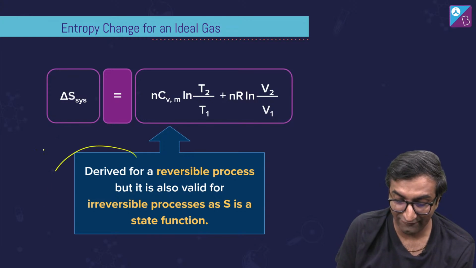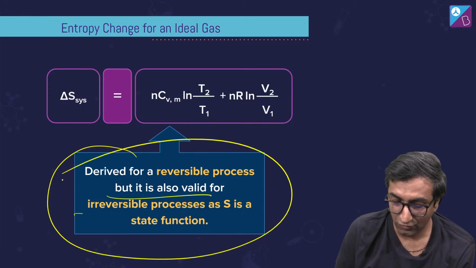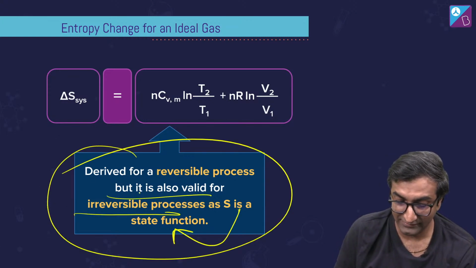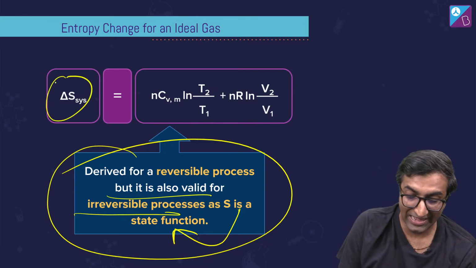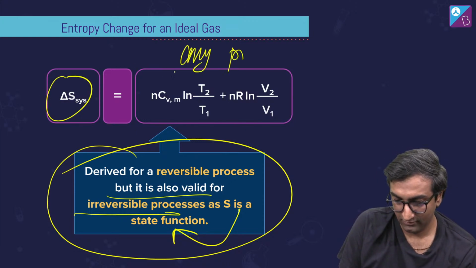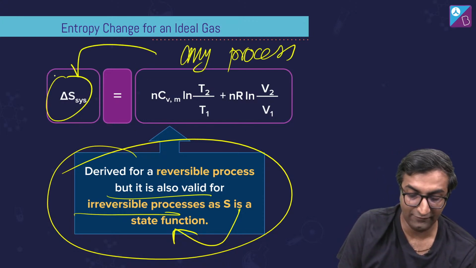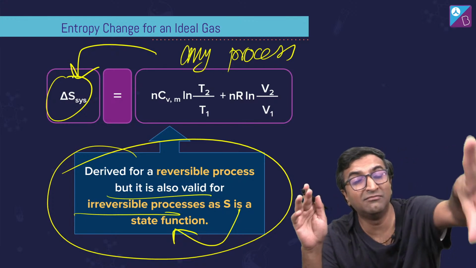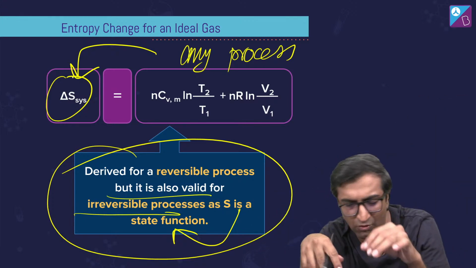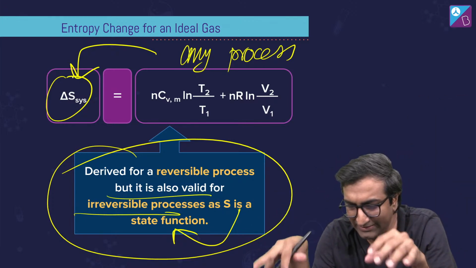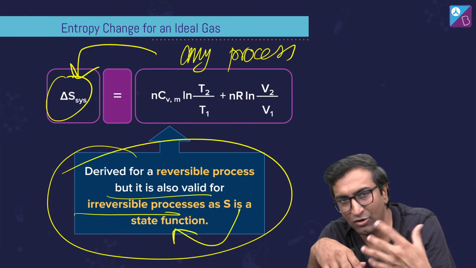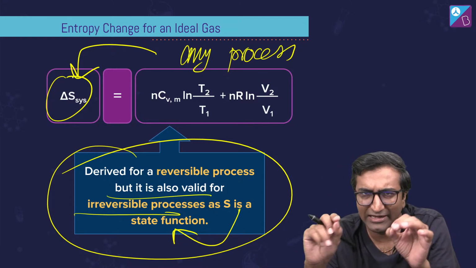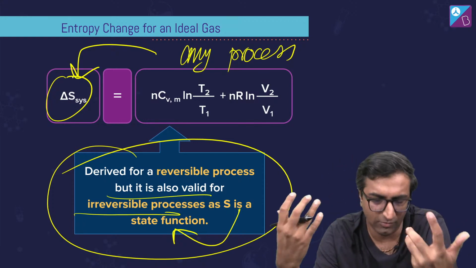Now this is derived for a reversible process, but is also valid for irreversible process क्योंकि S is a state function. Okay, so for any process, this is how I define delta S of system, not surrounding of system. Surrounding का थोड़ा अलग है. I can tell you about surrounding as well. Let me know if you want to know that. I'll tell you very shortly. Let me just get over this. I'll talk about surrounding as well.